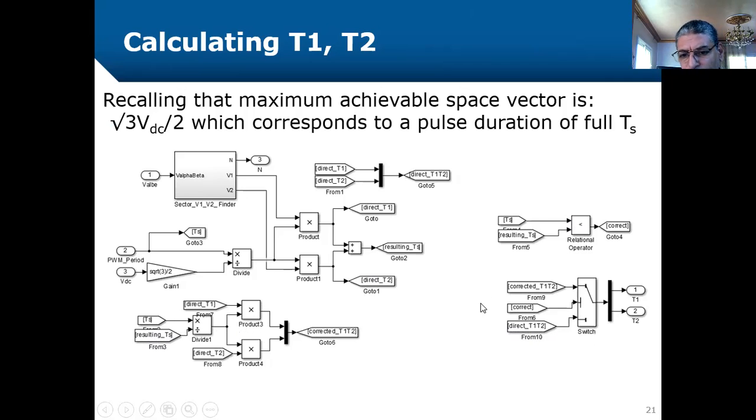This switch is controlling this situation. If the correct situation is true, then we get the corrected T1 and T2. The corrected T1 and T2 are produced by multiplication of this ratio, TS over the resulting TS, by direct T1 and by direct T2. This gives us the corrected T1 and T2. If the correct signal is true, then we get this corrected T1 and T2 out. If it is false, this means that nothing is wrong. We're asking for voltage that is within the capability of the inverter, and we will give T1 and T2 that are directly estimated or calculated from this calculation logic.